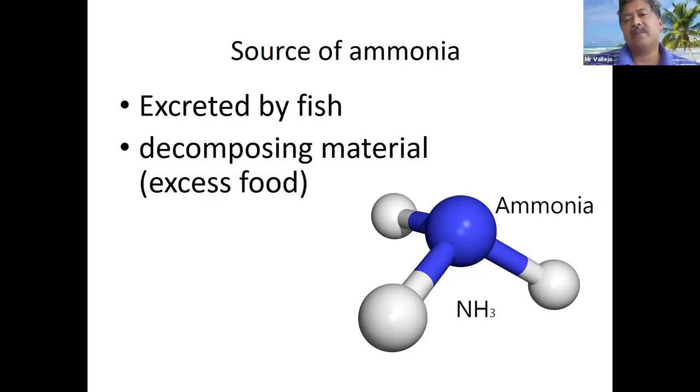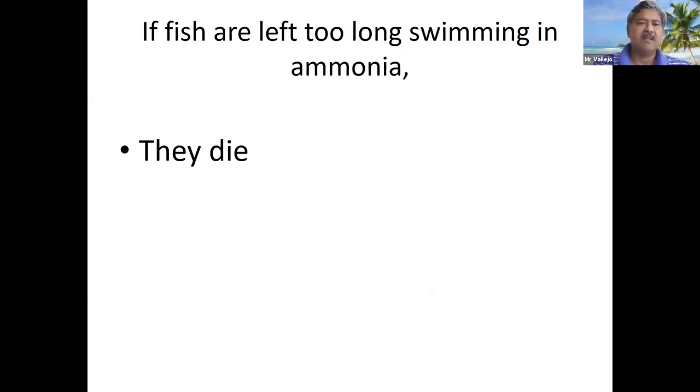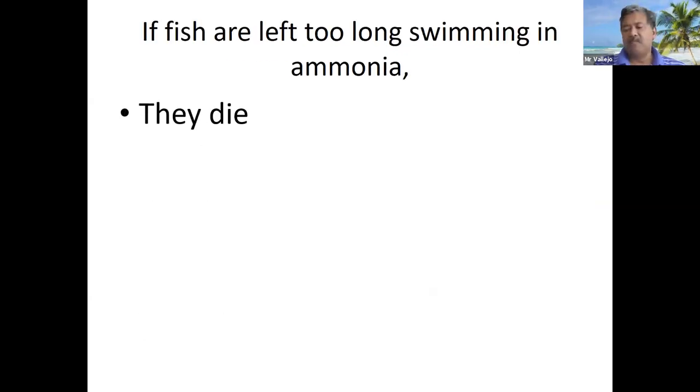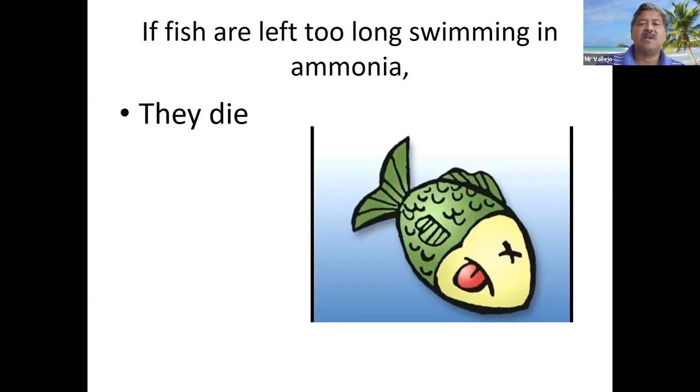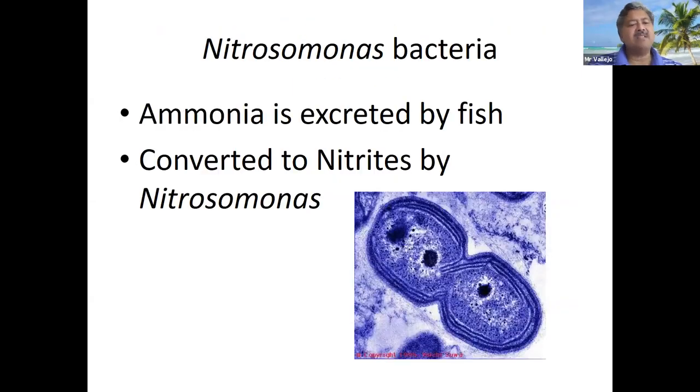So all these animals are trying to get rid of their ammonia. And we are too, and so are fish, but ammonia is dangerous in your system. Because if you have too much ammonia in your tank, if fish are left too long swimming in ammonia, obviously, they're going to die. So what happens in your fish tank and what happens in nature is there are two different types of bacteria.